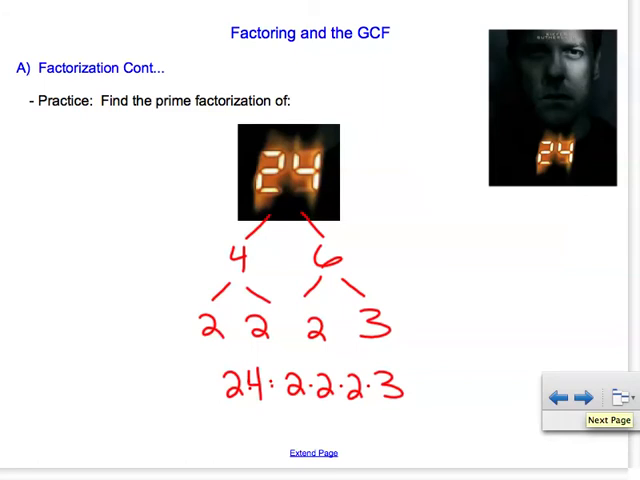But we usually don't leave our answer like that. Okay, we make it look a little bit neater, a little bit nicer. I don't have to write all three of these 2s. I can write 2 to the third power times 3. All right, so that should be our answer.